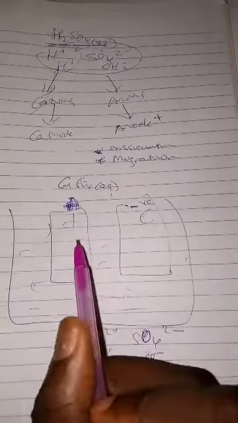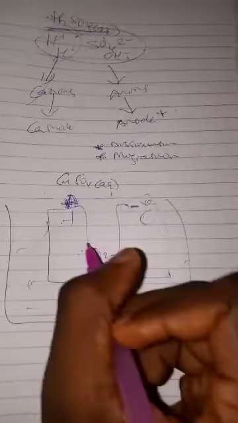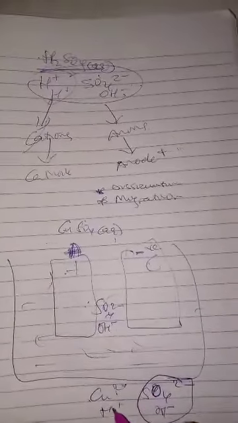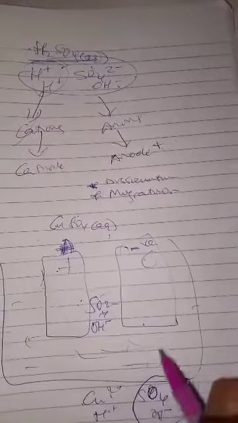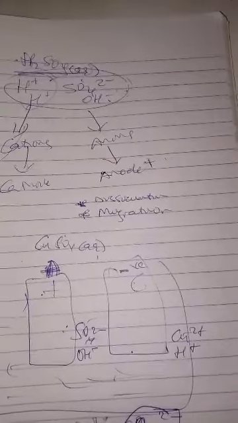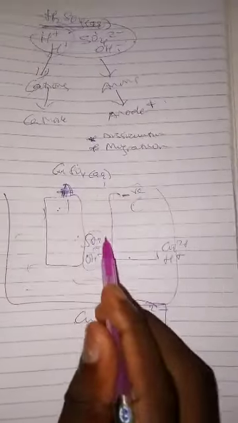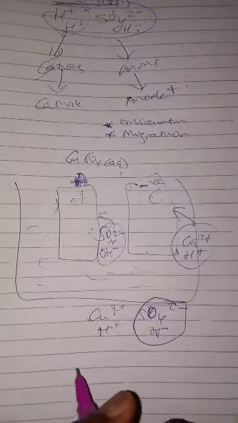Now they said which one will migrate to the anode? The negative ions. So these two, they will come here. They will migrate: SO4 2-, then OH-. And this will migrate to the cathode. You have Cu2+ and H+. So migration: the negative will migrate to the positive, and the positive will migrate to the negative. So that's migration. So the third thing now is what?